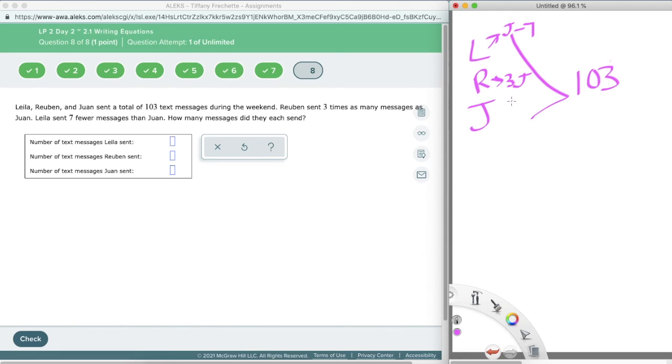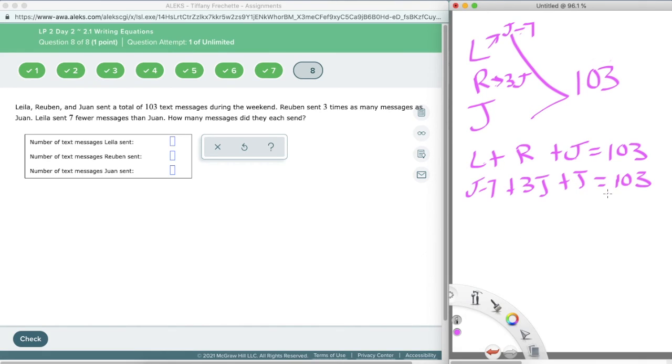They want to know how many messages each sent. So we're going to solve for one of them and then go back and plug that in. Remember, Lilia plus Ruben plus Juan is 103 texts. But I don't want all 3 variables. So instead of Lilia, we're going to put J minus 7. Instead of Ruben, we put 3J. And for Juan, we just leave J alone, because that's what we base the other two off of. So now all I have is a bunch of J's.